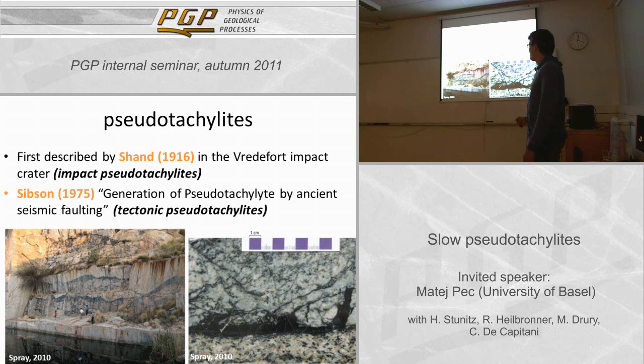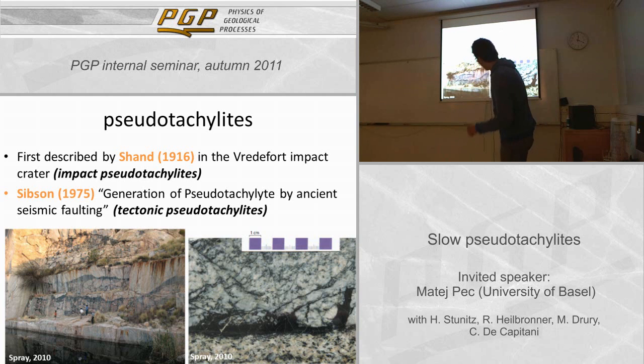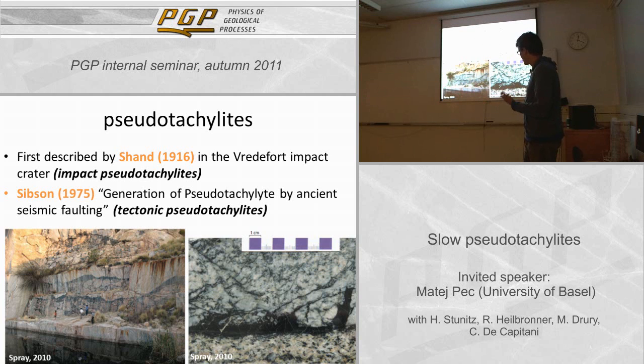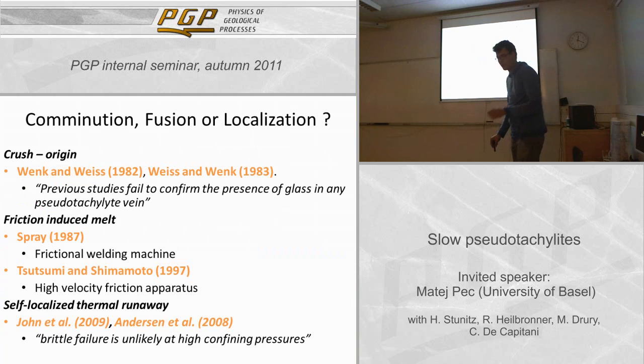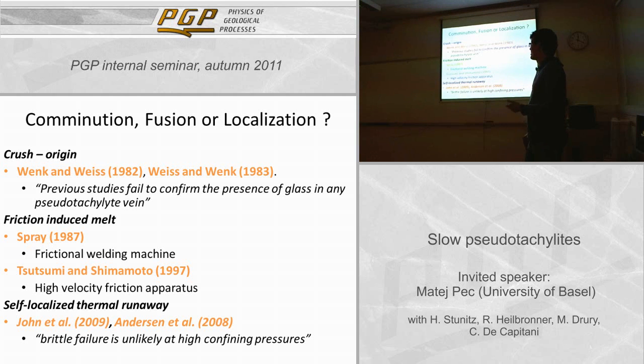Then in 1975, Rick Sibson wrote his seminal paper about the generation of pseudotachylite by ancient seismic faulting. Those are these kinds of pseudotachylites that he described in the Outer Hebrides thrust, and they are found along faults. They have some injection veins, are more or less planar, thick, continuous, discontinuous, and they've been termed tectonic pseudotachylites. Because they are so fine-grained, it's very hard to see what the physical process behind the generation of the pseudotachylites really is. So there was a long-standing controversy about how those pseudotachylites originate at all.